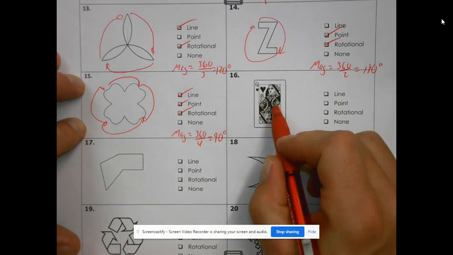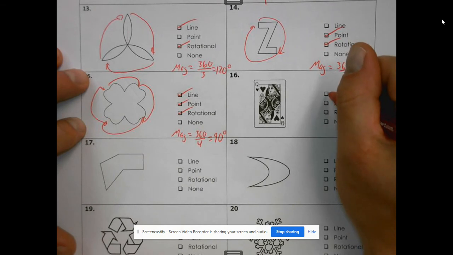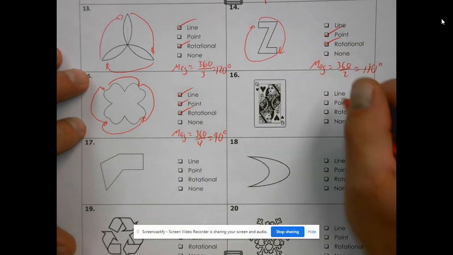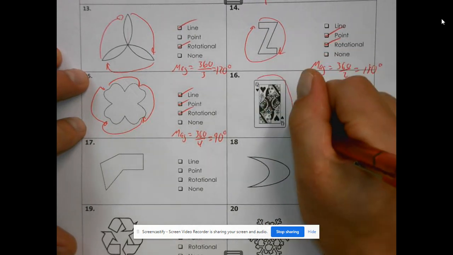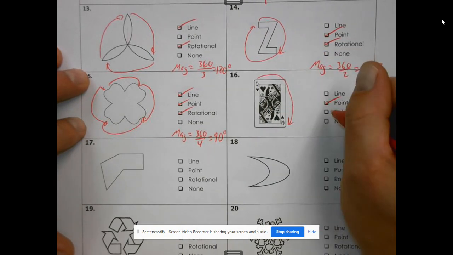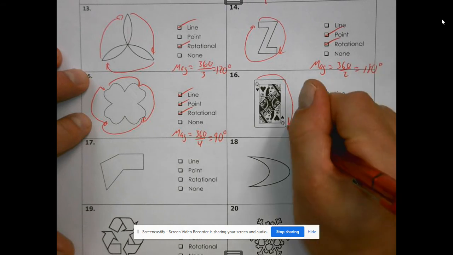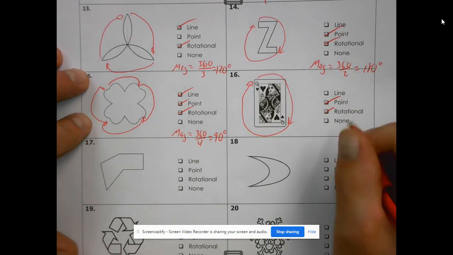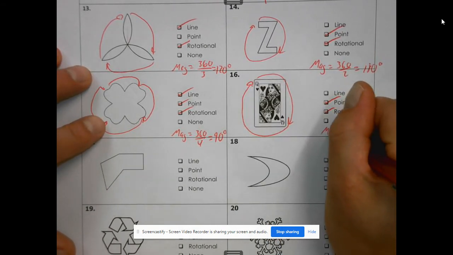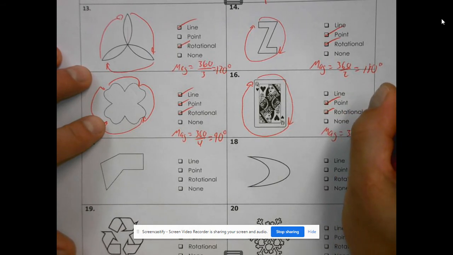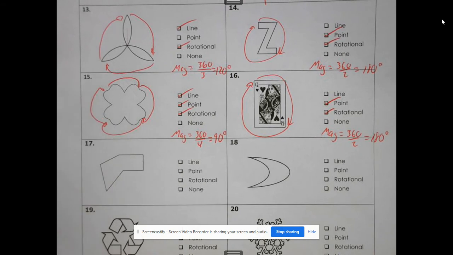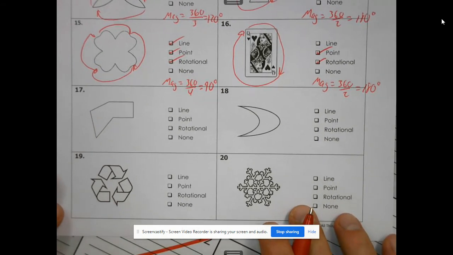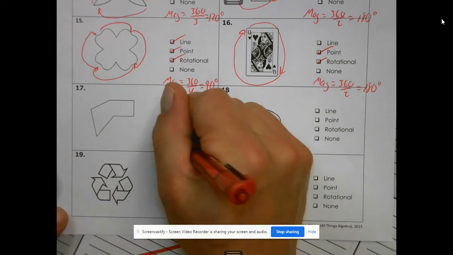Number 16, the queen. No line symmetry. I cannot cut that in half anywhere. Point symmetry, you bet. Flip it upside down, rotate it 180, so it looks the same. If it has point, it automatically has rotational. You can turn this thing 2 times to get back to the original. So your magnitude, 360 divided by 2, 180. 17, that weird looking shape, nothing.